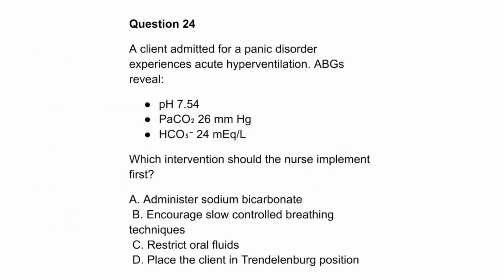Question 24. A client admitted for a panic disorder experiences acute hyperventilation. ABGs reveal pH 7.54, PaCO2 26 mm of mercury, HCO3 24 milliequivalent/L. Which intervention should the nurse implement first?